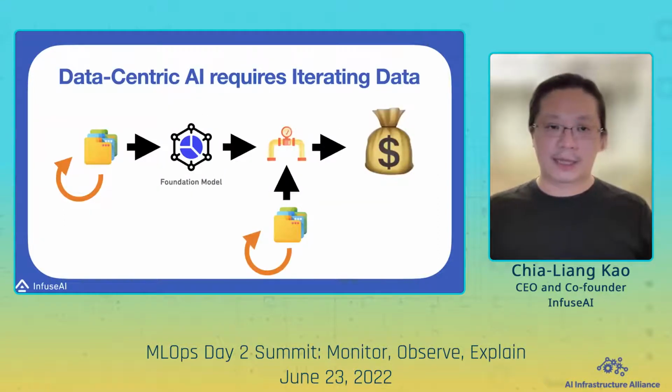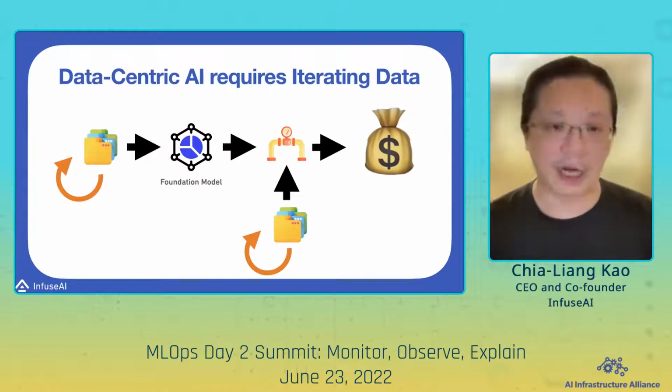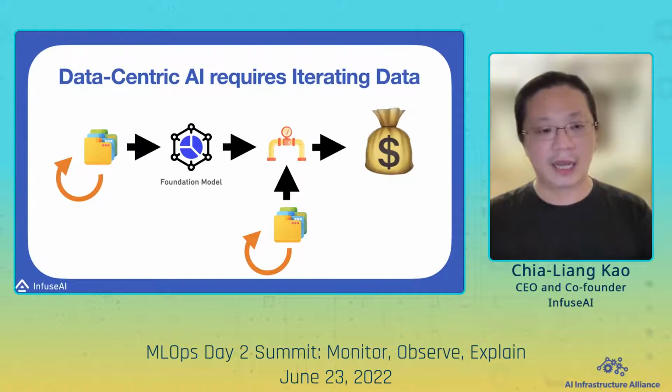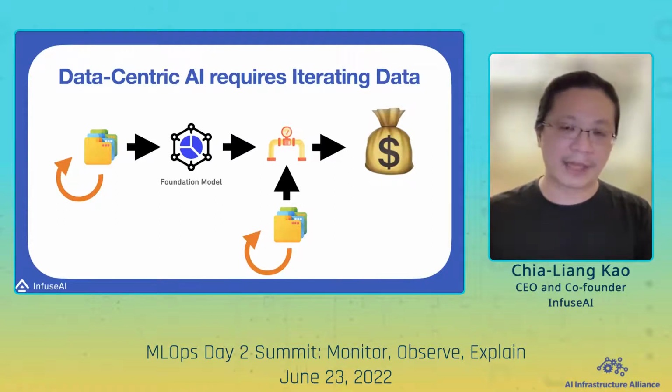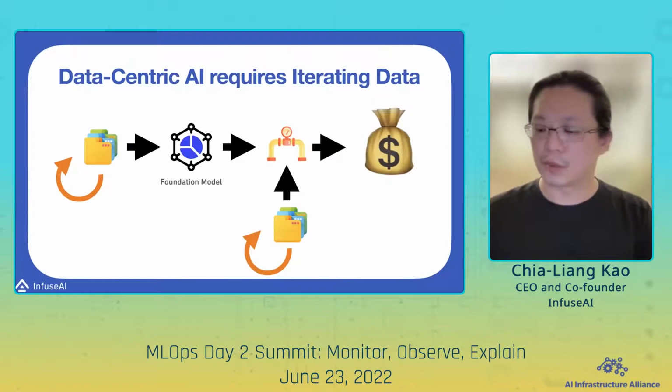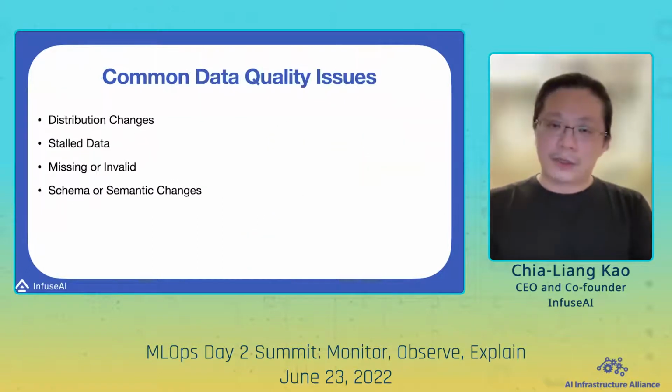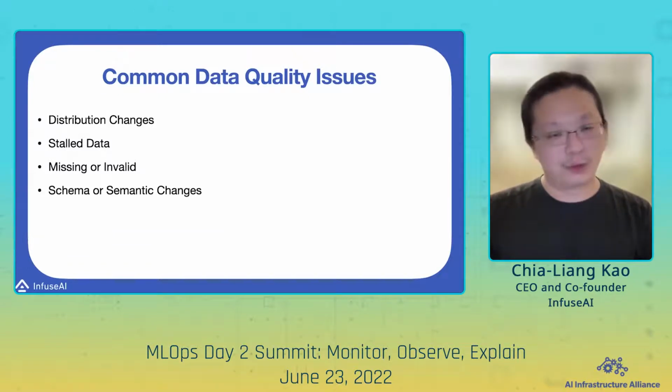That's where data-centric AI is becoming something people talk about, because you have to iterate on the data used by the foundation model you base on, and also iterate on your own data, to make that pipeline and the AI analytics really work. So here's a summary of the common data quality issues we talk about: distribution change, poison data, missing or invalid data, and schema and semantic changes.